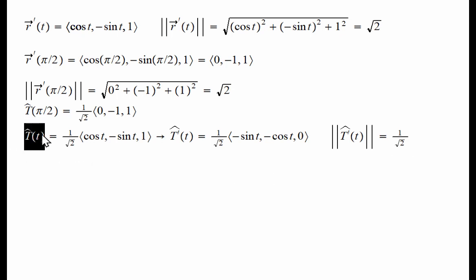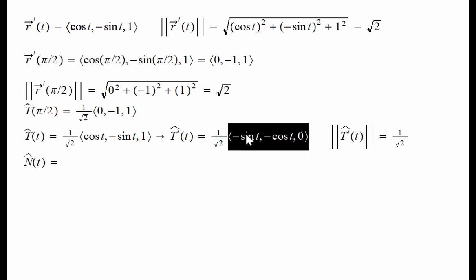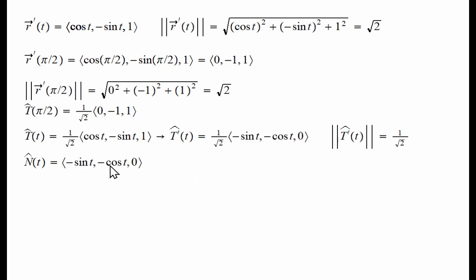So what will my N be? My N at t will be the reciprocal of the magnitude of T prime of t, which is the reciprocal of 1 over square root of 2, which is square root of 2. And when you multiply that with this, this will cancel. Earlier I was writing every little detail. I hope you don't mind me skipping that here.